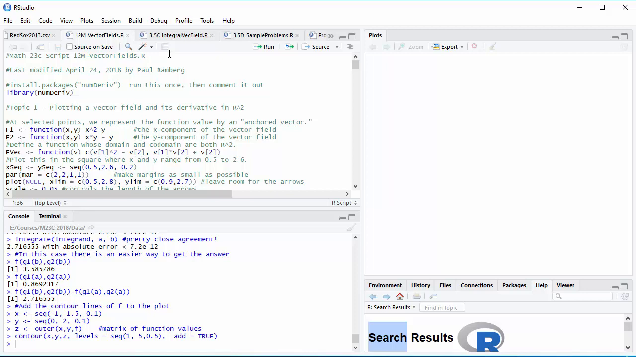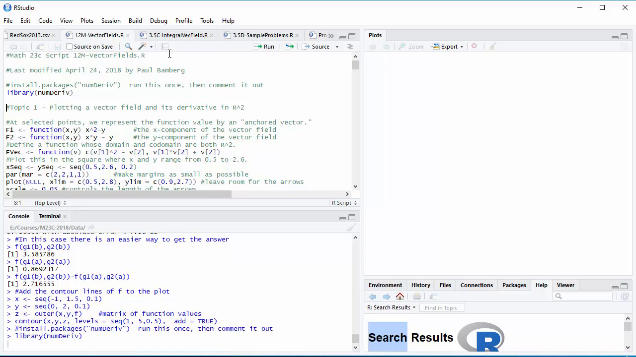I hope this one will enable you to visualize divergence and curl in a way that's difficult without some computer graphics help. I'm going to have to take some derivatives and evaluate some Jacobian matrices, so I've installed a nice little library named numderiv to permit me to do this. And now I'm going to plot a vector field and its derivative.